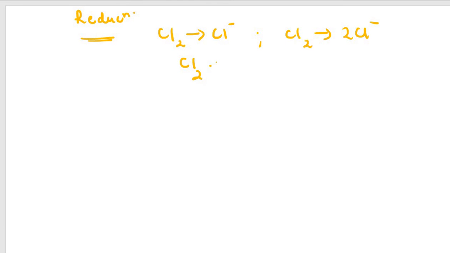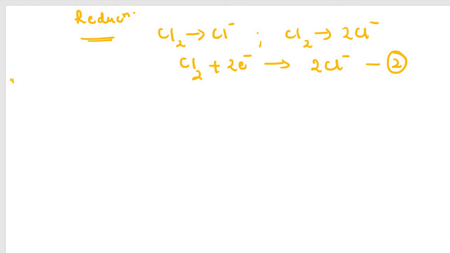Now let us see the reduction part. In the reduction part we had written it. What was our reduction part? Cl2 giving Cl minus, or Cl2 is equal to 2Cl minus. On balancing the electrons we will get Cl2 plus 2 electrons, since it has undergone reduction, it will be 2Cl minus. Let it be our equation 2.